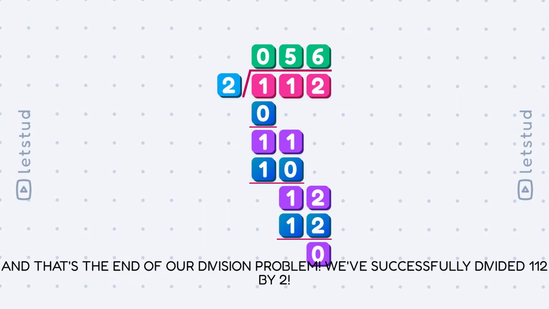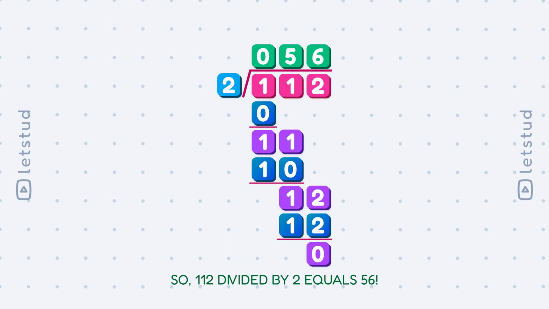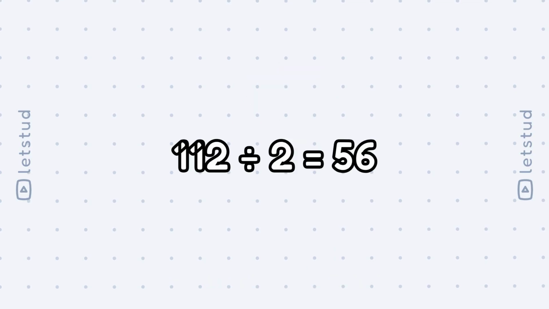We've successfully divided 112 by 2. So 112 divided by 2 equals 56. We did it. We tackled 112 divided by 2 using long division. Remember, each step builds on the last, and with a little practice, you'll be a long division superstar.